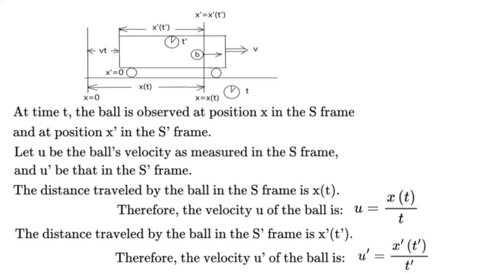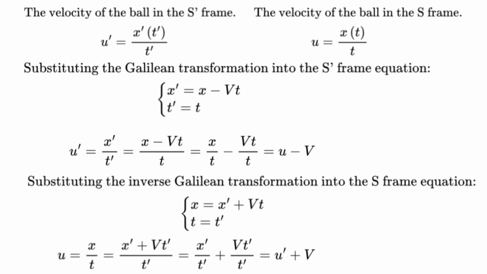Therefore, the velocity u of the ball is x over t. The distance traveled by the ball in the S prime frame is x prime, over time t prime. Therefore, the velocity u prime of the ball is x prime over t prime. This section shows the derivation. Feel free to pause and follow the equations at your own pace.